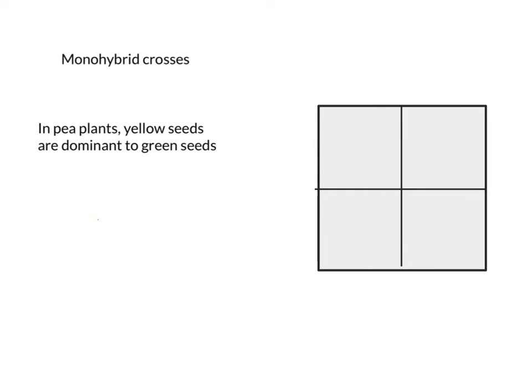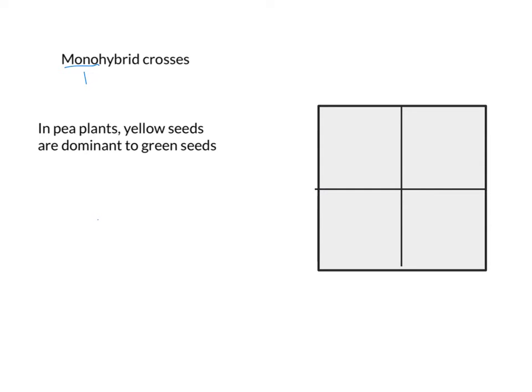Okay, before we dive into DiHybrids, let's do a really quick review. Let's look back at monohybrid crosses. Remember the prefix mono means one. So we're going to look at one gene with two possible alleles. Okay. So in pea plants, yellow seeds are dominant to green seeds.